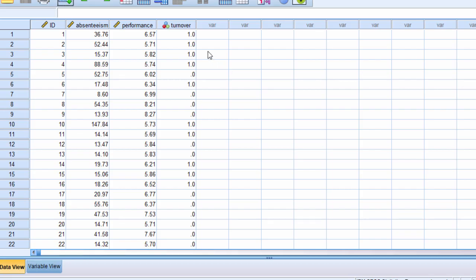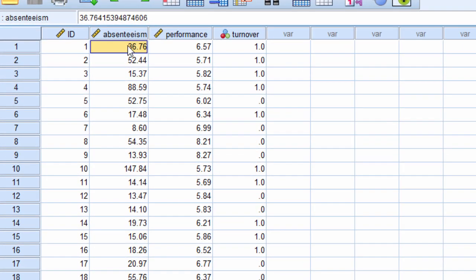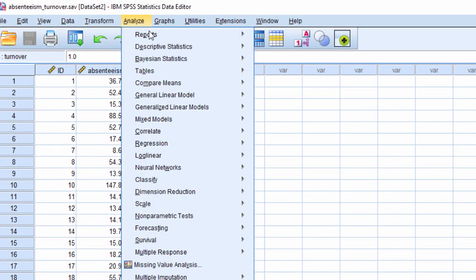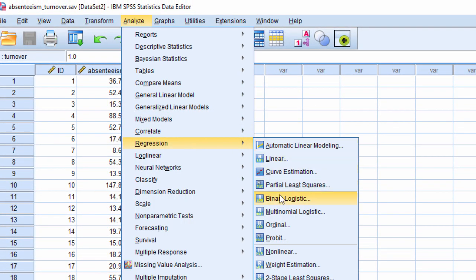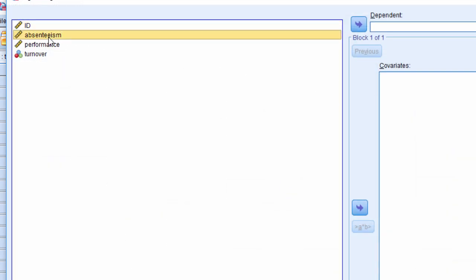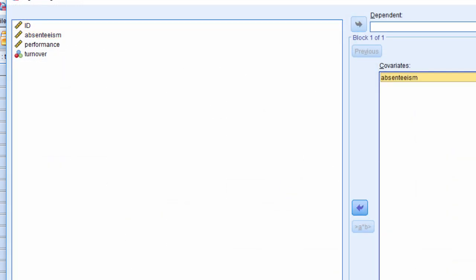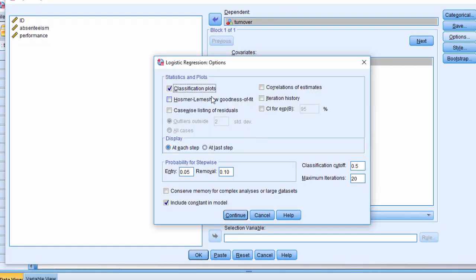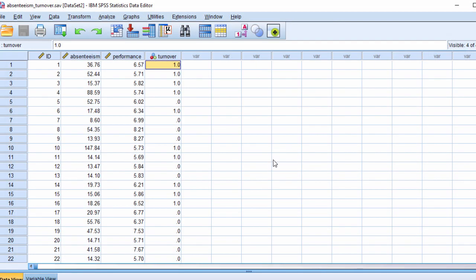The example is absenteeism and turnover, and I'm only going to look at one predictor variable, which is the employee's absenteeism levels across a year of work and whether that person ended up leaving the job or not. So let me just do that logistic regression quickly here. So absenteeism in my covariate box and turnover in the dependent box. Classification plots, Hosmer-Lemeshow goodness of fit, and that should be enough. I really just want the key table with the observed and predicted values.